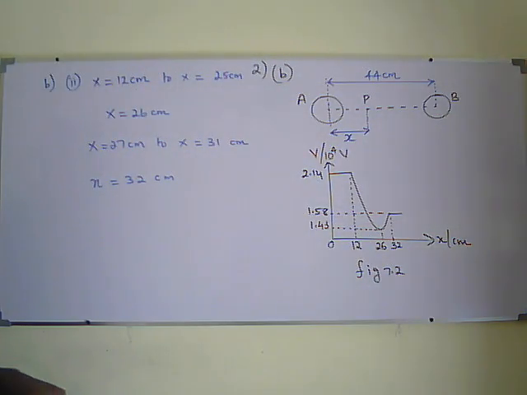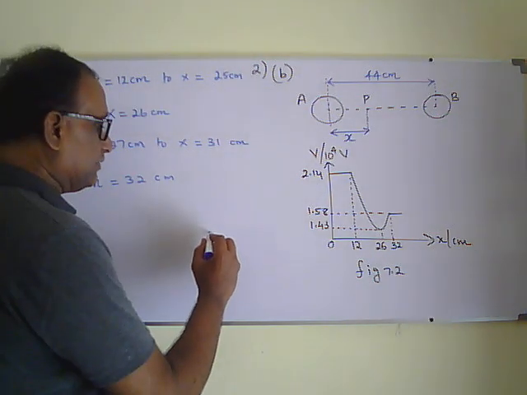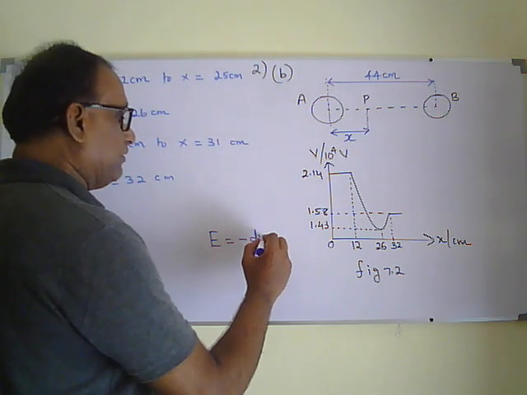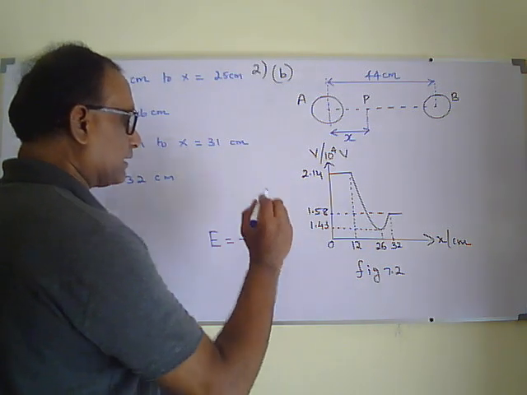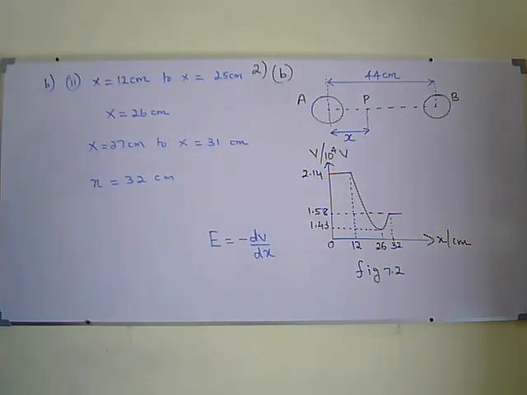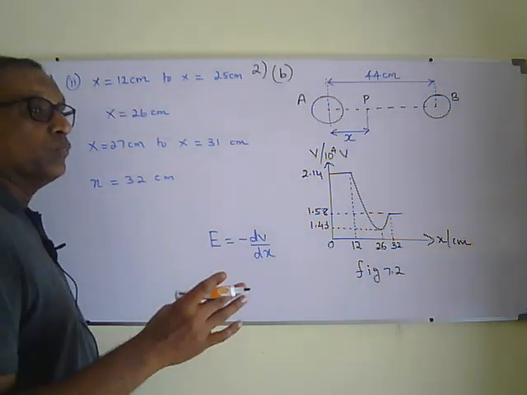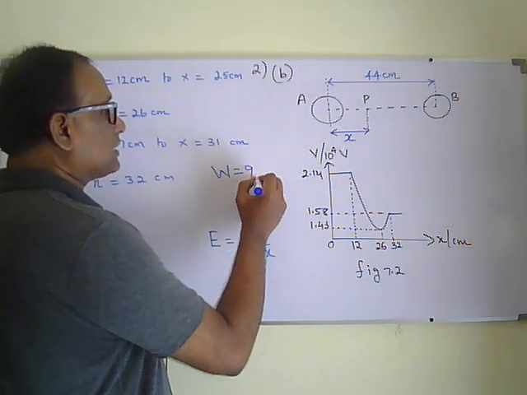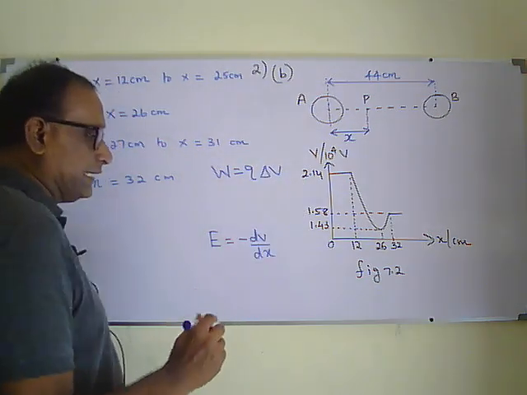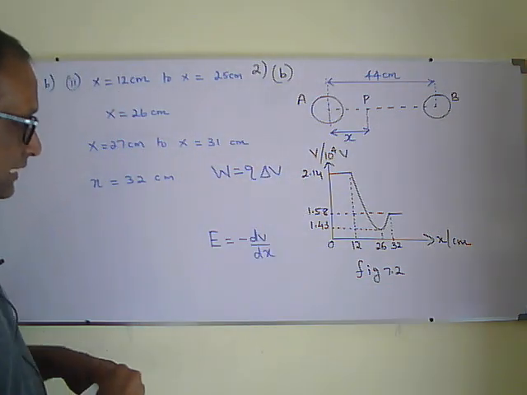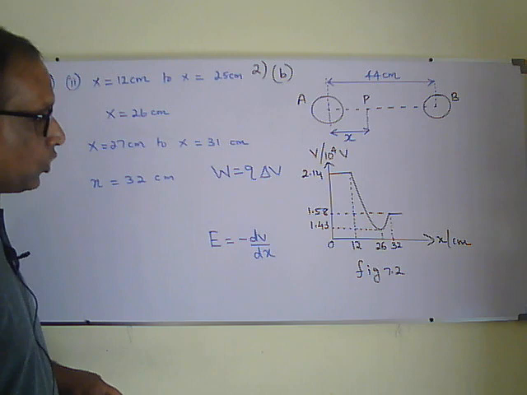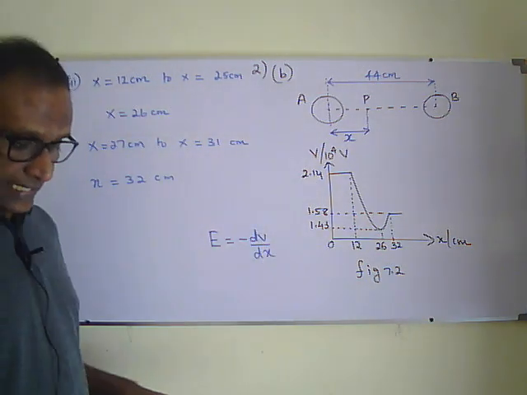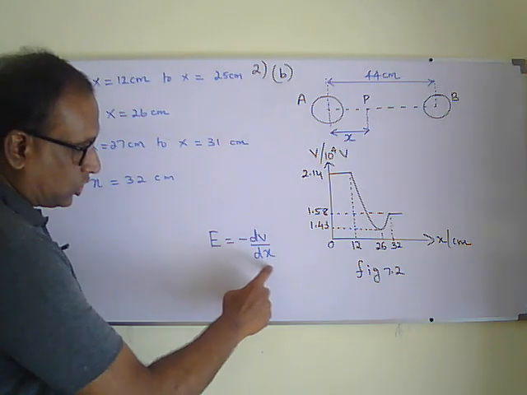We learned that the electric field strength E is given by the potential gradient, dV over dx. We can explain by using this, or we can explain by using work done equal to QV, W equal to Q times delta V. Either way I can explain. I'll first explain by using this, I feel this is easier. If I use this one, E equal to minus dV over dx, this is called the potential gradient.